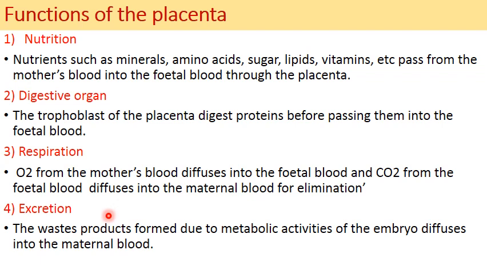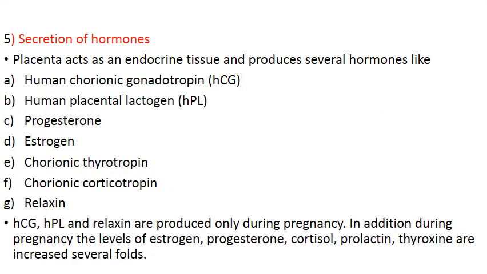Same for excretion also, whatever wastes are formed due to metabolic activities of the embryo are going to diffuse into the maternal blood. Now coming to the most important part, that is secretion of hormones. This you get as a 3 marks question, that's why it's being dealt with in slightly more detail. So depending on how the question is asked, if you are asked about the functions of the placenta in general, you can reduce the content of this secretion of hormones. But if the question is like, placenta acts as an endocrine tissue, justify, then you have to write about most of the hormones that are listed here, because it will be a 3 marks question.